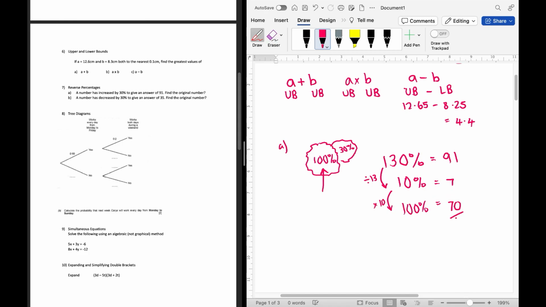And a quick check, right? 10% of 70 is 7, so 30% of 70 is 21. And if you add the 21 onto the 70, you go back to the new answer, 91. So you can always do that little check at the end. You could work out the percent that you added on of the answer and check it goes back to what you were given in the question.